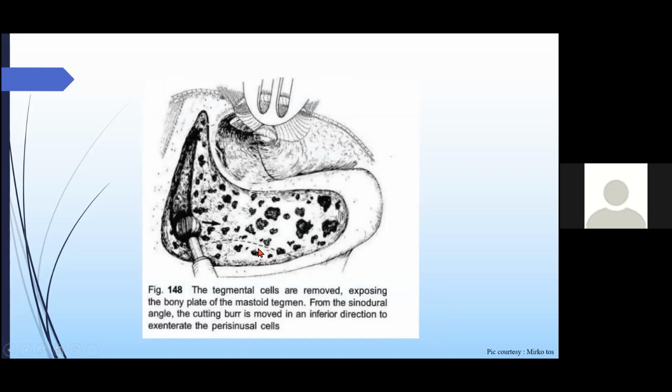Otherwise, for a routine mastoid surgery, skeletonization and the clearance of peri-sinus cells as per the rules will give us good results.